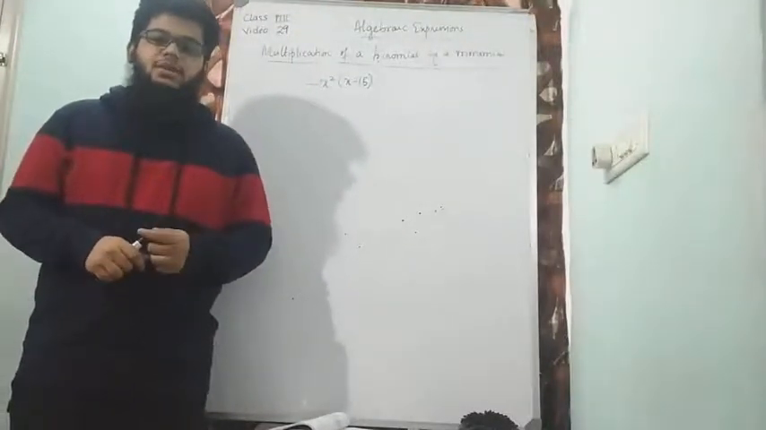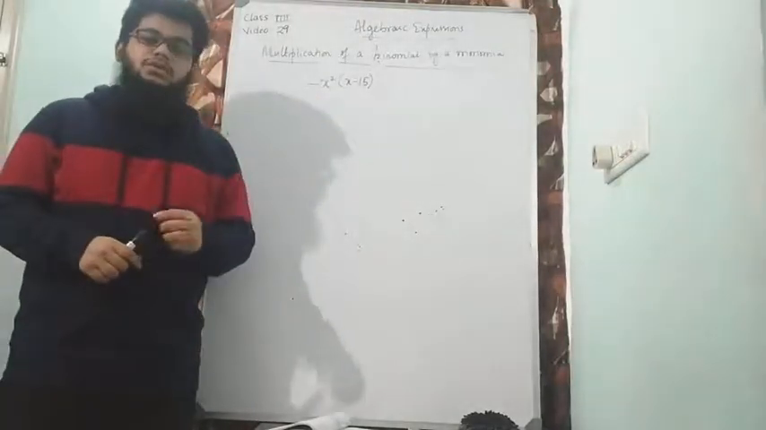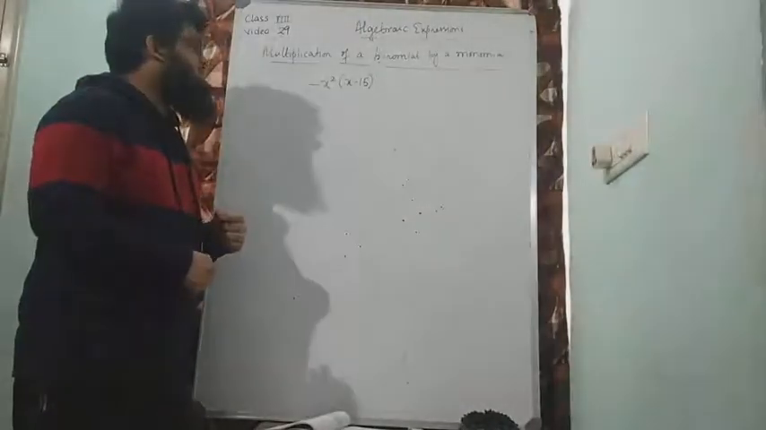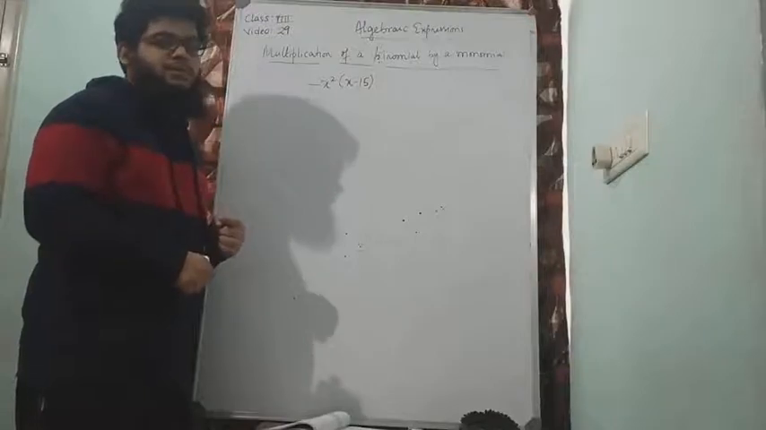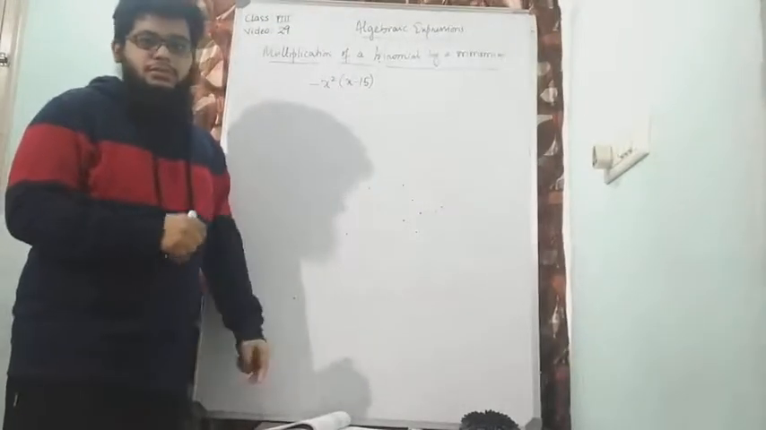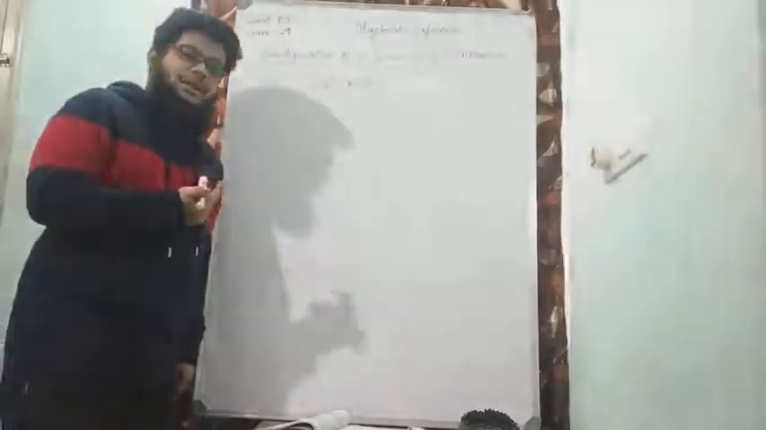Yesterday I had given you 3 questions as homework and most of you had doubts in these questions. So let me do this problem, and I'll continue with some more questions today. The question was minus x square into x minus 15. We are learning how to multiply a binomial by a monomial. This is the topic that we had started yesterday. So this homework question I will be doing now.